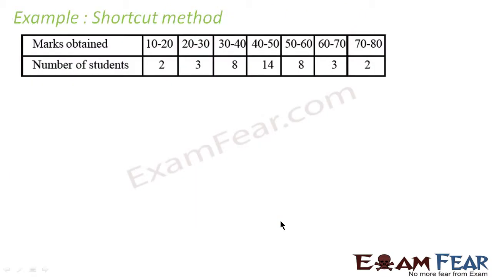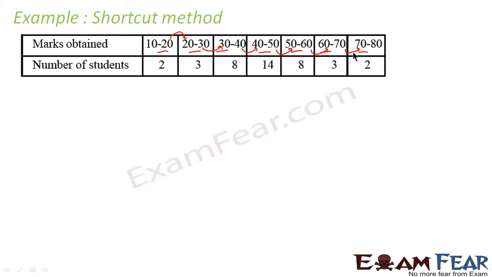We'll take one example. Using the shortcut method, let's find the mean and mean deviation. Now if you see, this is 10, 20, 20, 30, 30, 40, 40, 50, 50, 60, 60, 70, 70, 80. It is all continuous. So I can say that this is a continuous frequency distribution.